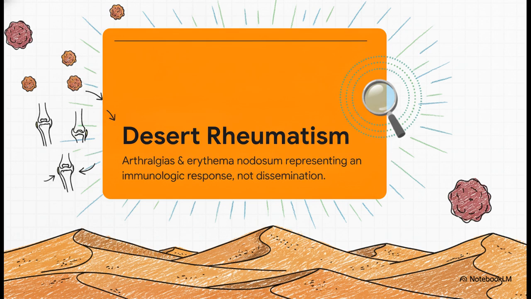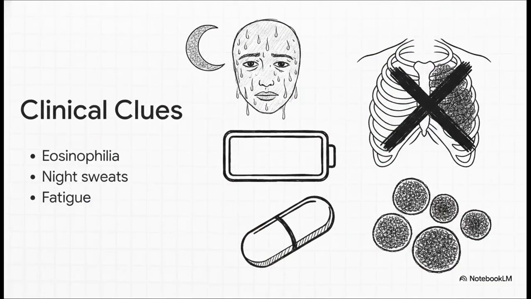So the crucial point is this. Erythema nodosum and those joint pains represent a robust immunologic response. It means the patient's cellular immunity is actively fighting off the infection. It absolutely does not mean the fungus is disseminated to the skin or the joints. So how exactly do you pivot your vignette diagnosis away from just a run-of-the-mill bacterial pneumonia? Well, you look for these specific clues.